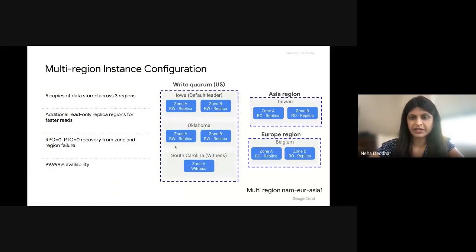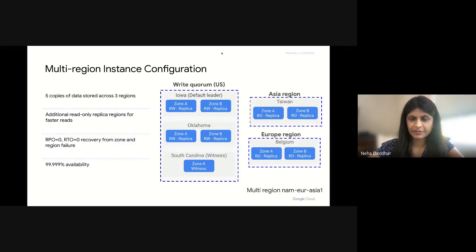In order to do that, we create 5 copies of your data, and they are replicated across 3 zones. If you look at this example here, this is an example NAM Europe Asia configuration that we have. Here you have 5 copies of your data. 2 copies are stored in Iowa, 2 copies are stored in Oklahoma, and 1 copy, which we call a witness copy, I'll get to what a witness copy is in a little bit, is stored in South Carolina.